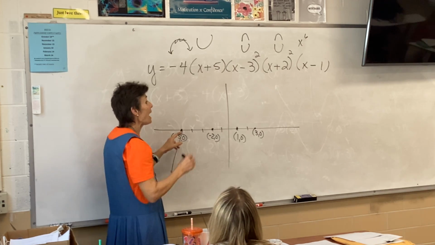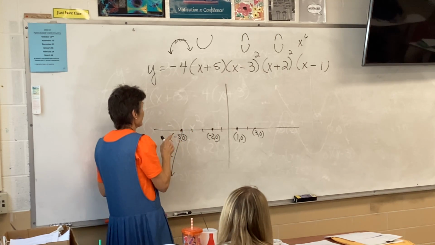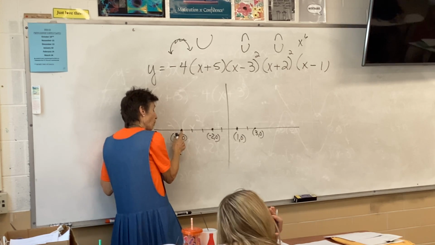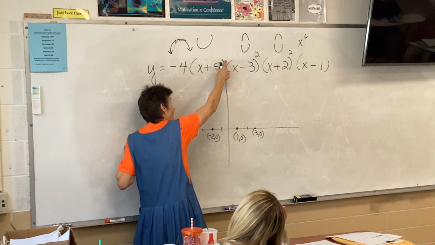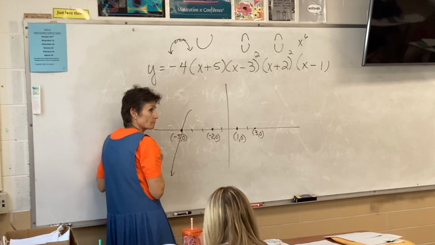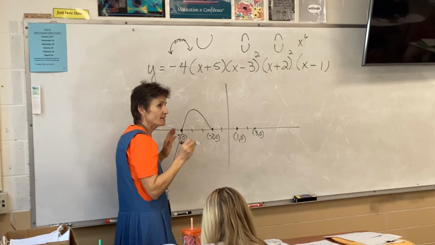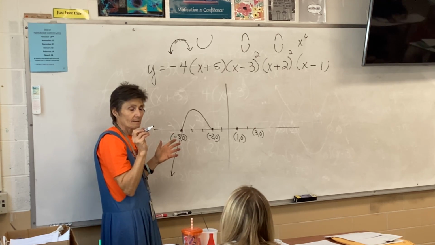Okay, now I've got to do what Dana said. What do I do when I hit this point? This point came from that parentheses, which does not have an exponent. So it's going to go straight through and then turn around, and it has to connect, guys. The dots have to be connected, never with straight lines.